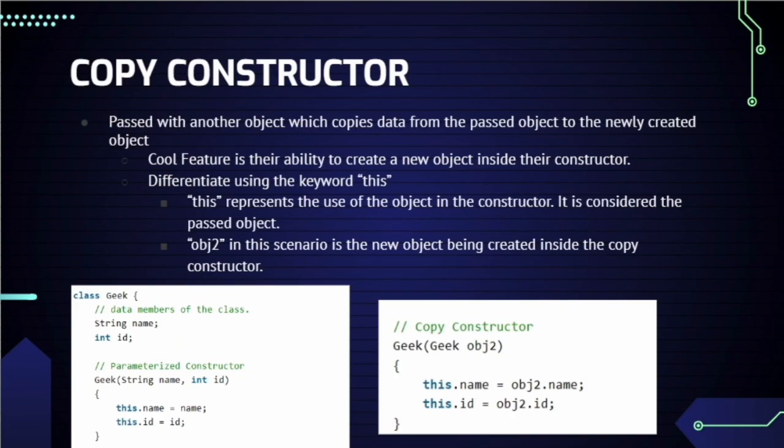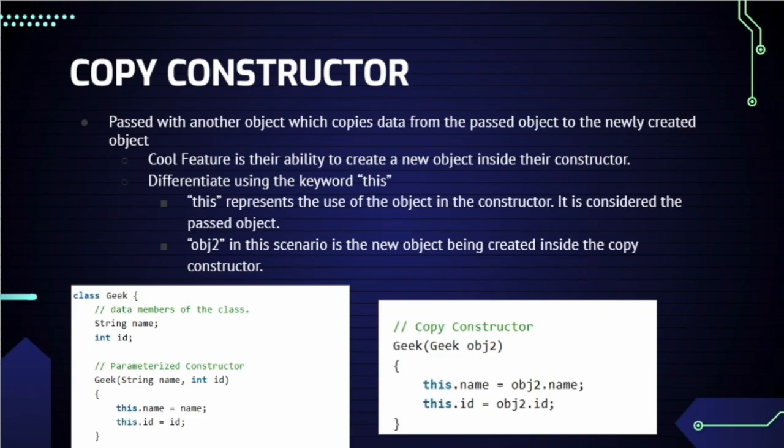Lastly, we have the copy constructor. It's passed another object, which copies data from the passed object to the newly created object. One of the cool features about this is its ability to create a new object inside the constructor. To do this, you have to differentiate using the keyword this in the copy constructor, which I will show you in a few seconds. This keyword represents the use of the object in the constructor. So in this case, it's the passed object.